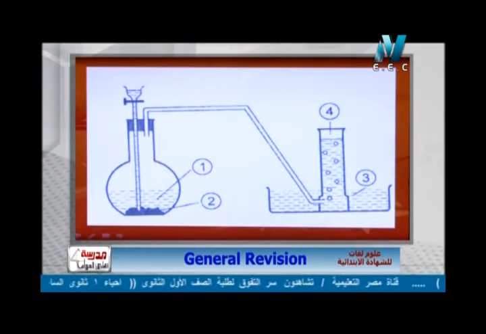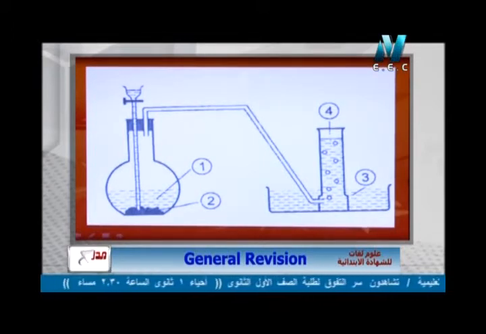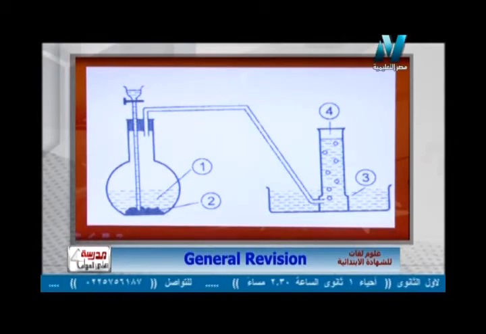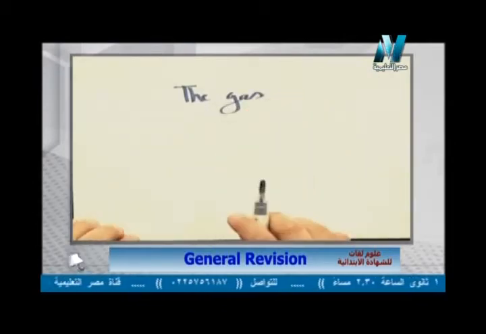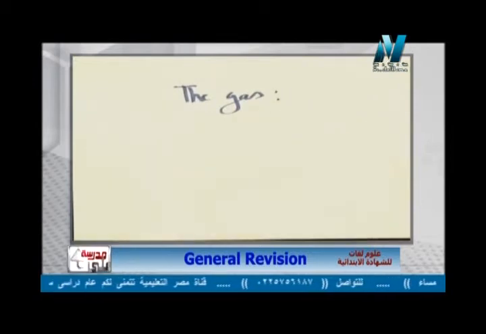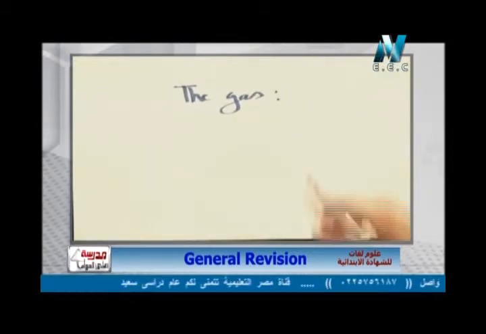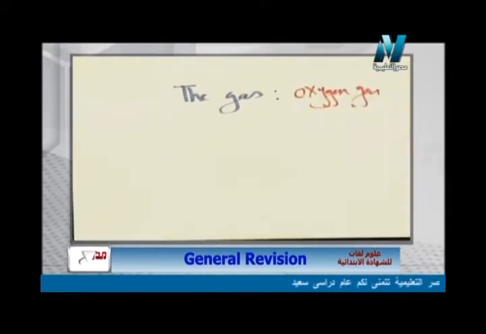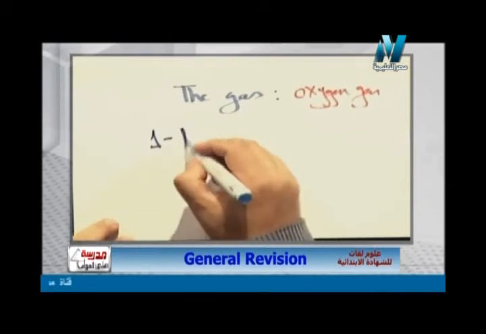Again, the produced gas will be oxygen gas. So let me write this label. Here I have the produced gas. Let us write: the gas will be oxygen gas, and number one will be hydrogen peroxide.